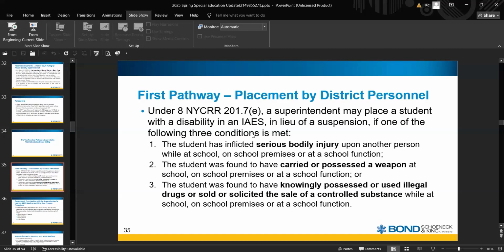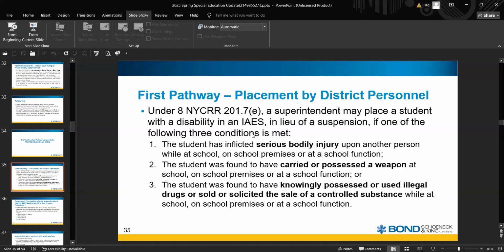A superintendent's hearing is recommended. We go through that phase, and we're looking at a suspension in excess of 10 days, or in excess of 5 days. If it's in excess of 10 days, then we have to go to manifestation. We find manifestation, so we can't suspend the student, but we may be able to place the student in an IAES depending on what the misconduct is. So that's the world that we're in.